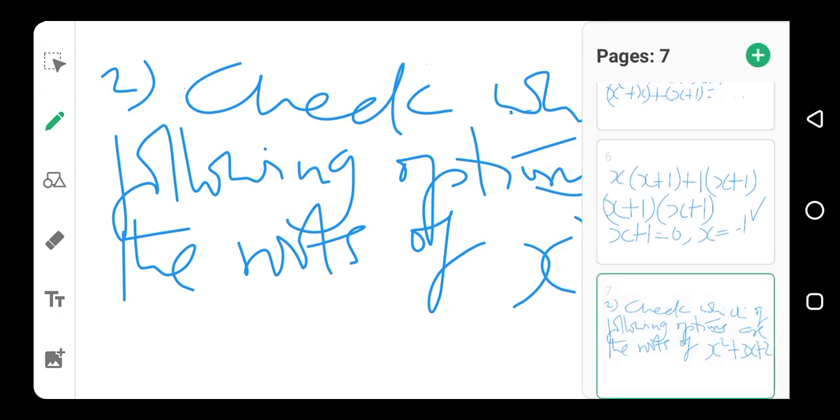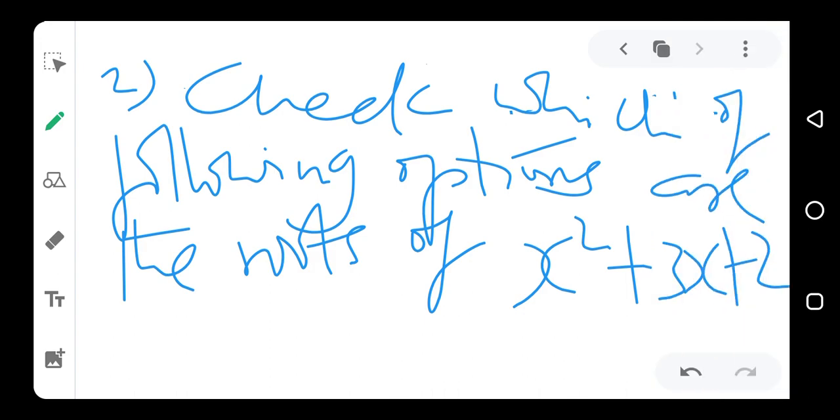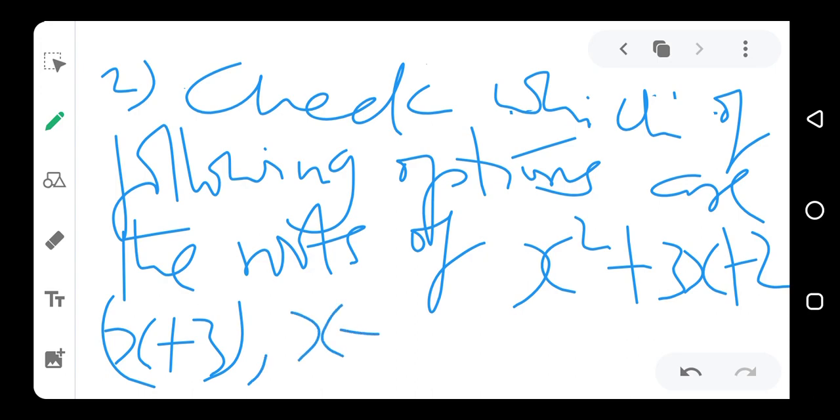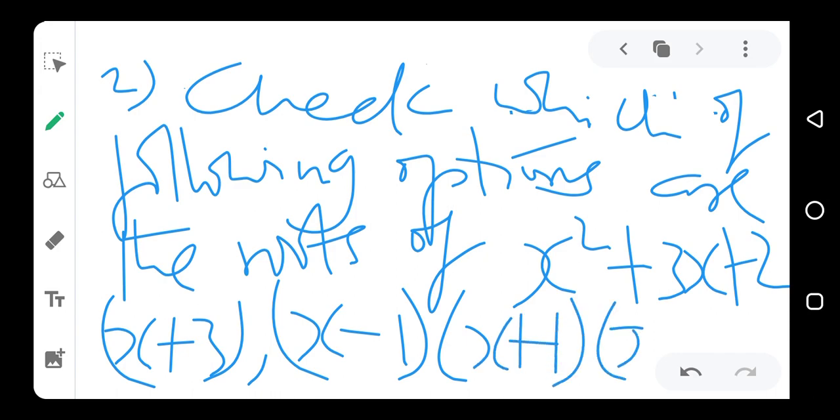Now the options given to us are x plus 3, x minus 1, x plus 1, and x plus 2. So these are the 4 options given to us. Now let's confirm which of them are the 2 roots of the expression given to us. Now let's start with the first one.